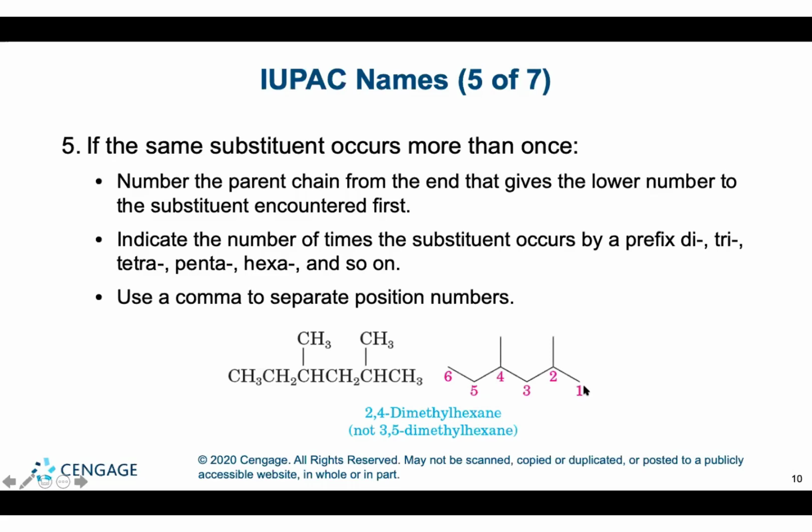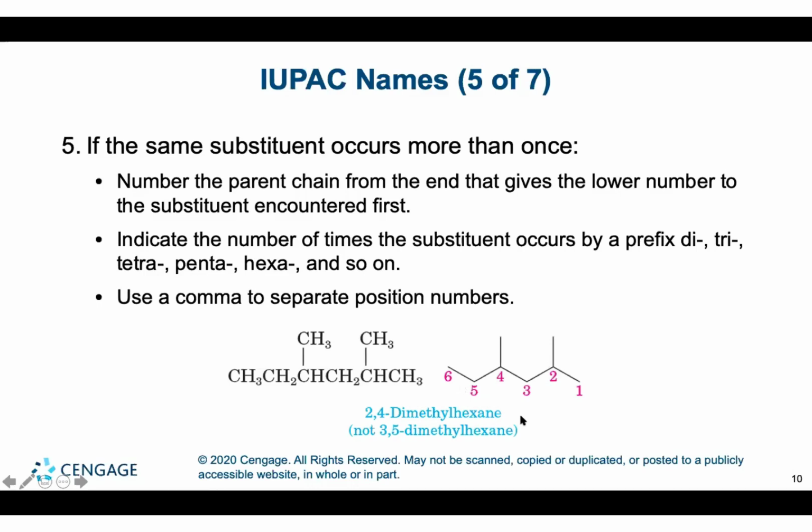Then you see that if I start numbering from the right, I reach the substituent sooner. Substituent would be on carbon number 2. But if I start numbering from the left, 1, 2, 3, my substituent is going to be under carbon 3, right? So 2 is lower or 3? 2, right? So I should start from the right to reach the substituent sooner.